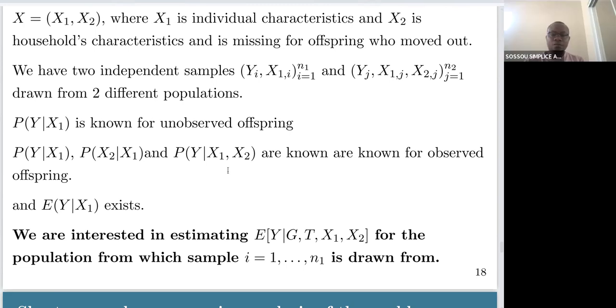So the fact that some offspring are missing is problematic because those offspring happen to be different in terms of observable and probably also in terms of unobservable. So that creates a selection problem. Now I'm trying to still use that data and do what I want to do by including those individuals who moved out in the analysis.